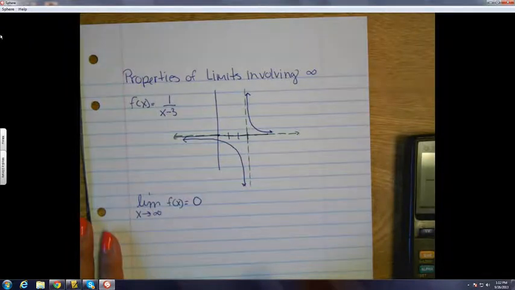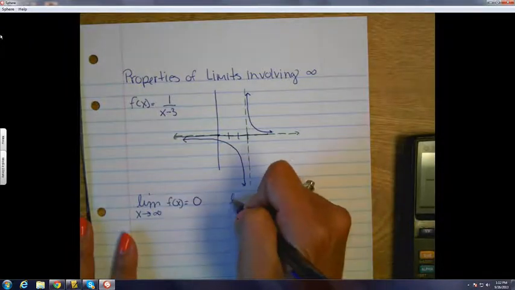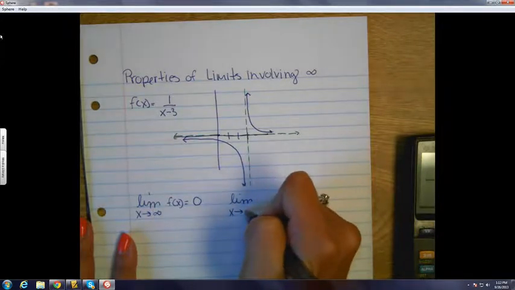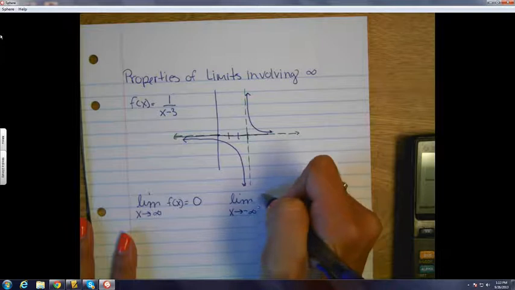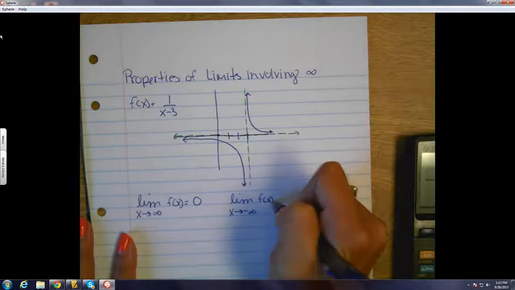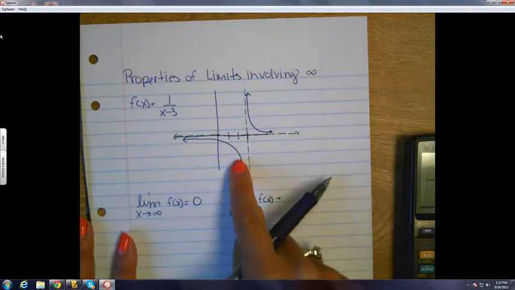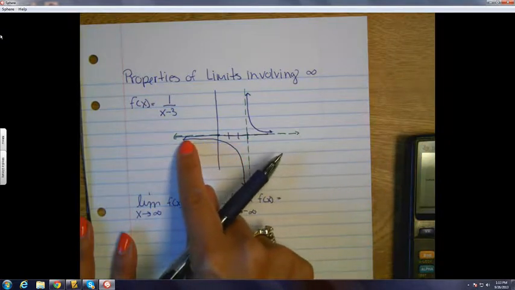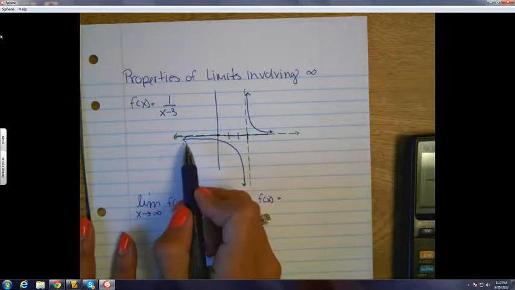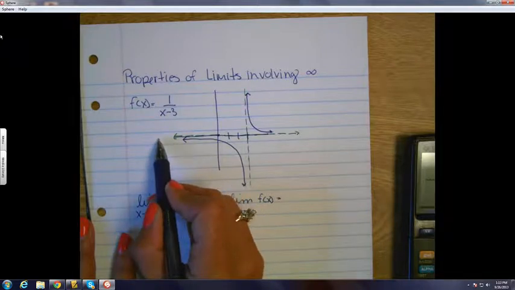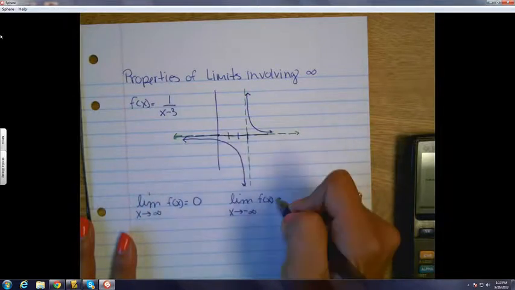Okay, let's look at the limit as x approaches negative infinity. Well, to get on the branch where the x value is going out to negative infinity, that's over here. And you can see as I go out farther and farther to the left, this graph is going to keep climbing up, but getting closer and closer to this x-axis here, but that x-axis still has a y value of 0.